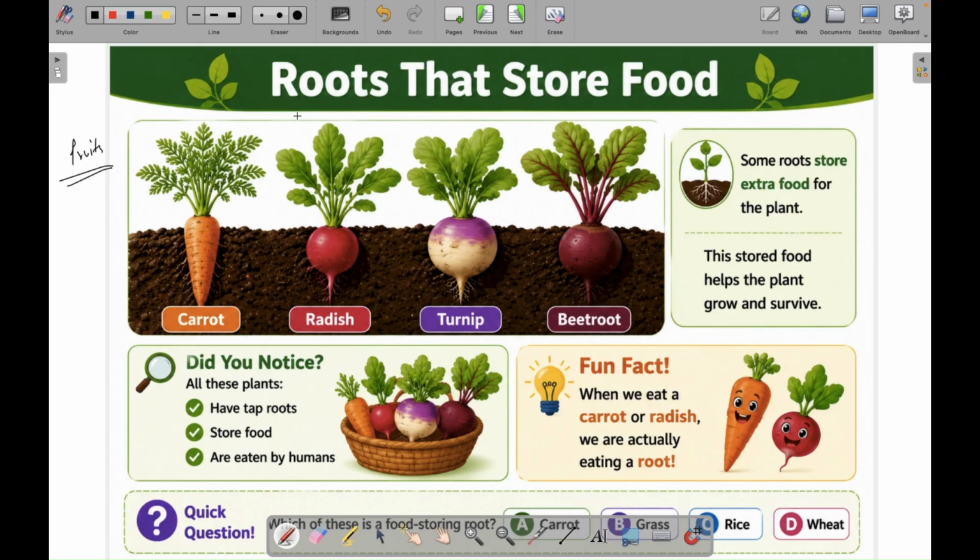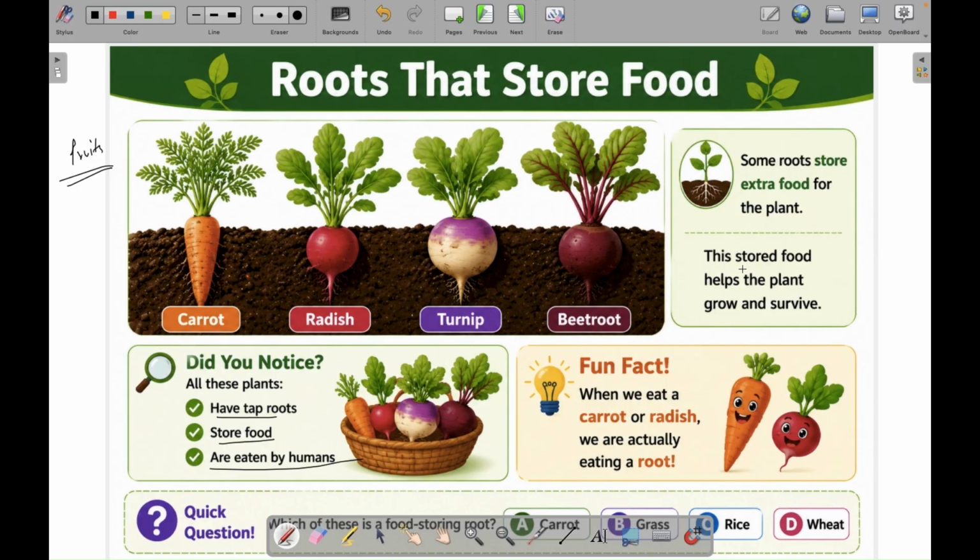We can apply that. One thing you'll notice is that all of these have tap roots, right? All four of them have tap roots. They store food and they are eaten by humans as well, right? So plants store food in the form of roots as well. Okay, so this is one more function of roots. Some roots store extra food for the plant. The stored food helps the plant grow and survive.